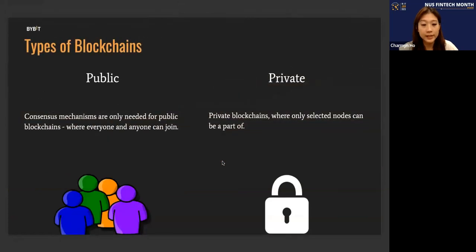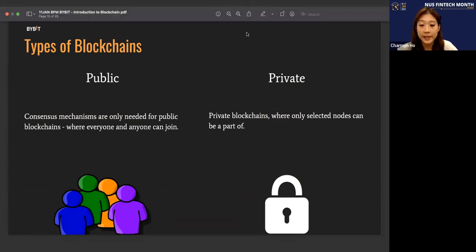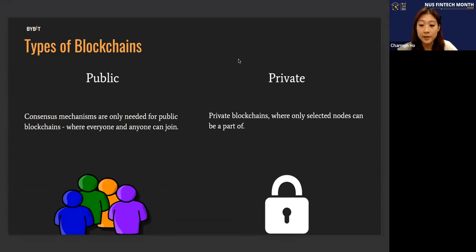Okay, so do note that there are both private and public blockchains. So public blockchains are one where everyone and anyone can join. Hence, consensus mechanisms are needed for safety. And in the case of most private blockchains, there's no need for consensus because participants have already been vetted beforehand and are trusted. So private blockchains are more similar to other forms of DLTs, but they are not centralized databases because they are still peer-to-peer and they are still distributed.